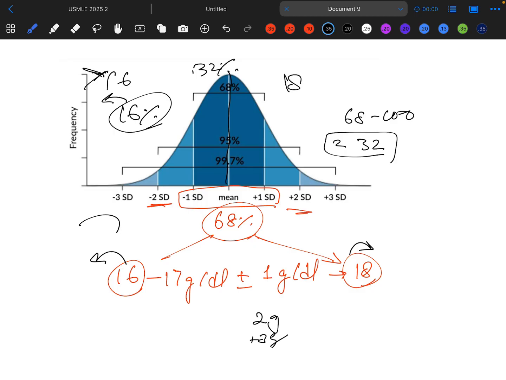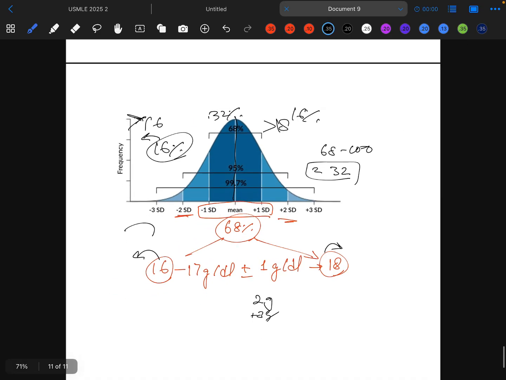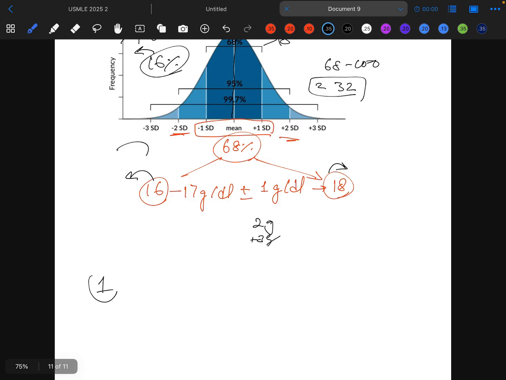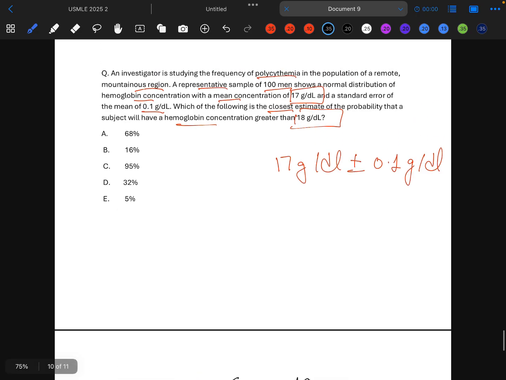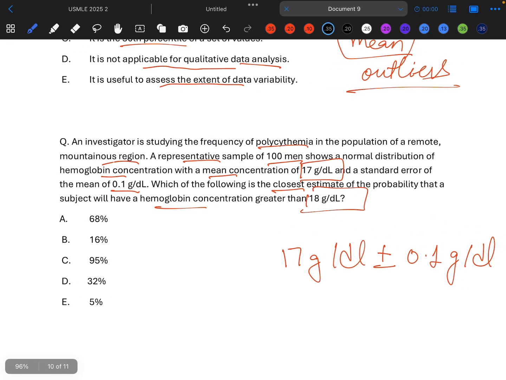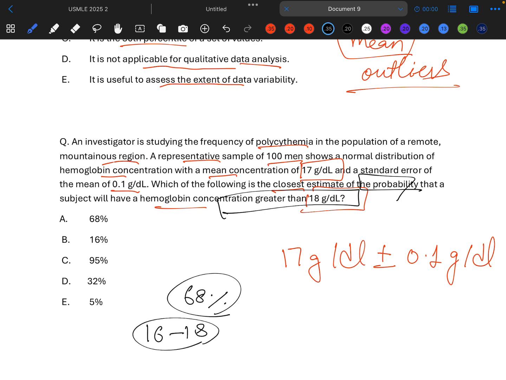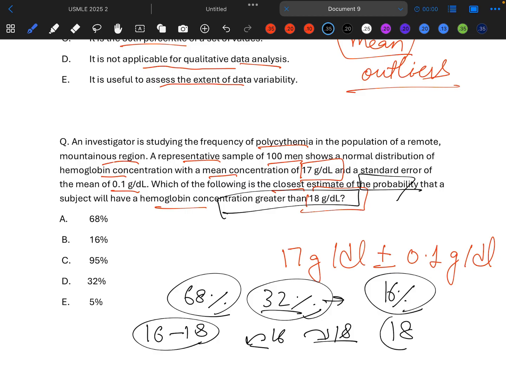If you focus, anyone within one standard deviation will come in the 68%. In this question, they are asking how much is the probability of a patient having greater than 18 gram per deciliter. If 68% of people are within 16 to 18, then 32% have the probability that they will have less than 16 or more than 18. So we will make this 50-50. If you divide it, then it will be 16%, meaning 16% of people have a hemoglobin value more than 18. So the right answer will be 16%.